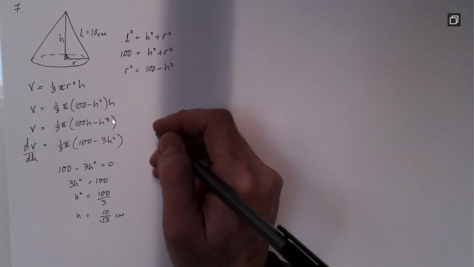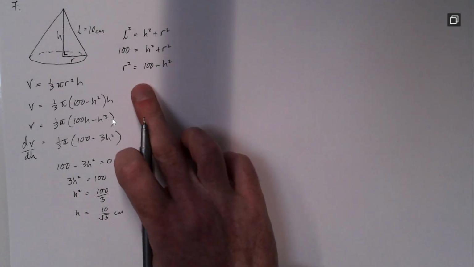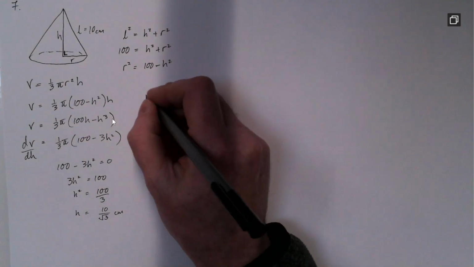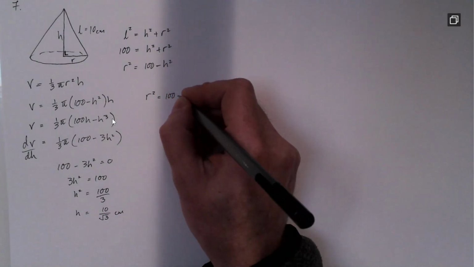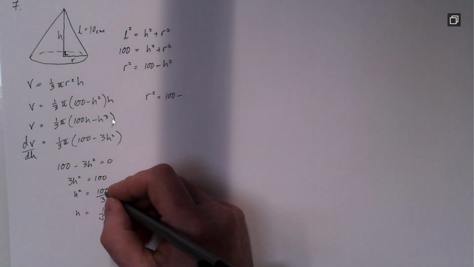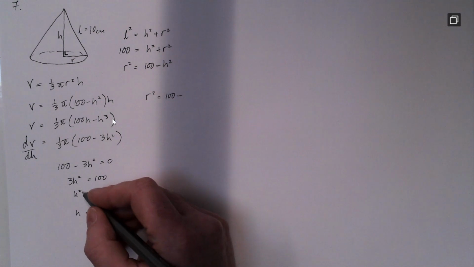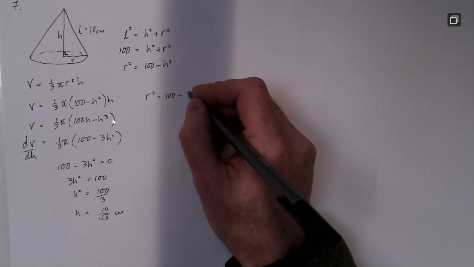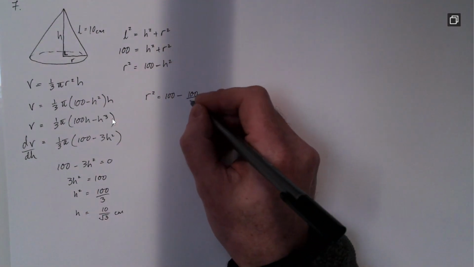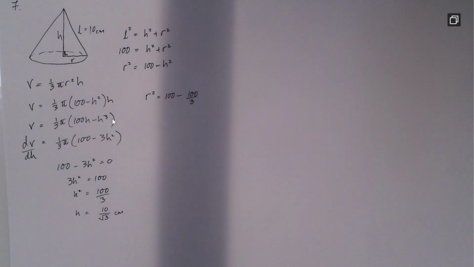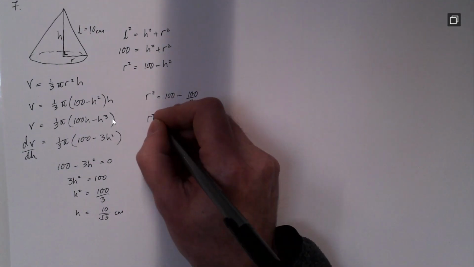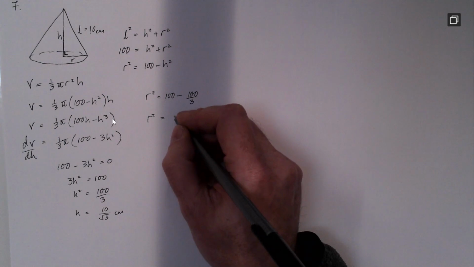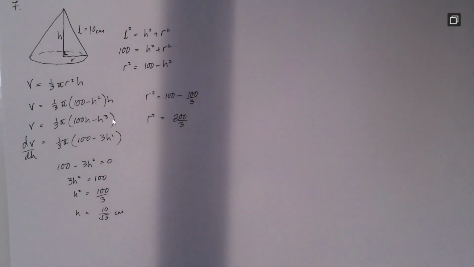Right. Okay. Now, we have h, so going back to r squared. So r squared equals 100 minus h squared. So h squared equals 100 over 3, so r squared equals 100 minus 100 over 3.